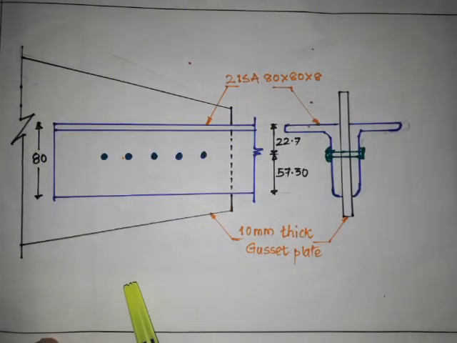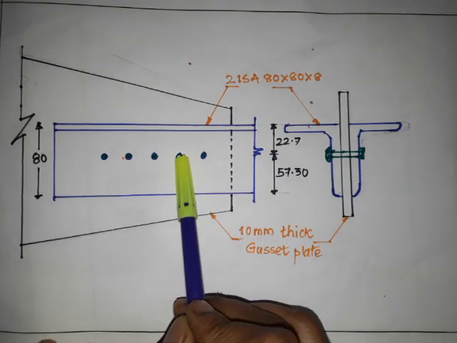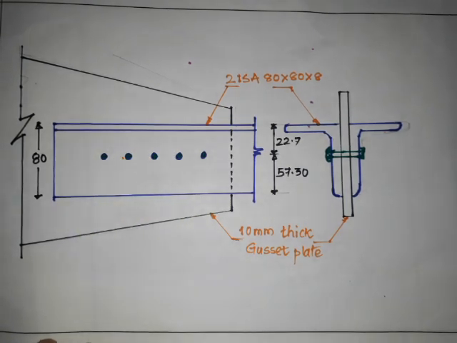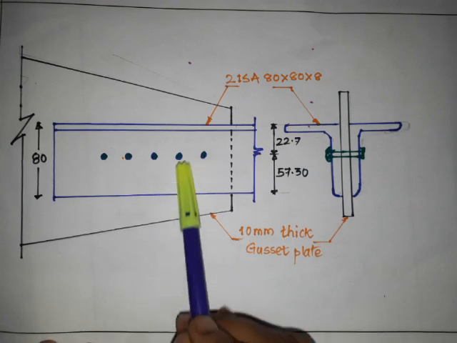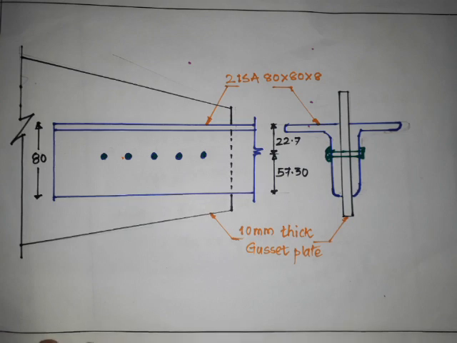Correct? Regarding the design of connection, we have assumed M24 bolts of property class 4.6, and with respect to that we got 5 number of bolts for making the connection. Okay, so here we have the 5 bolts.